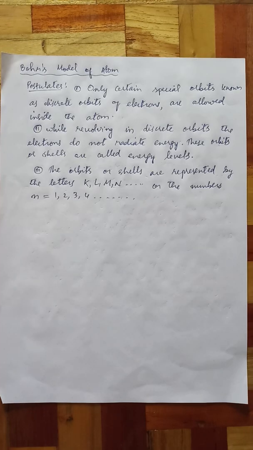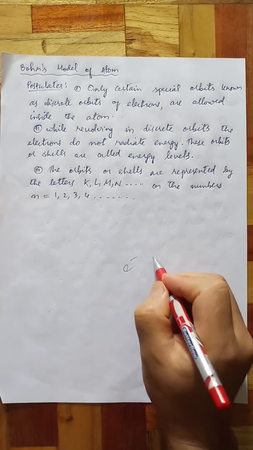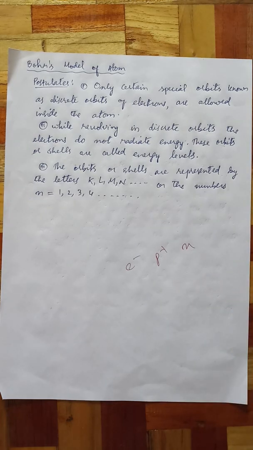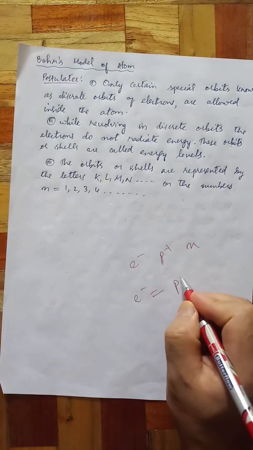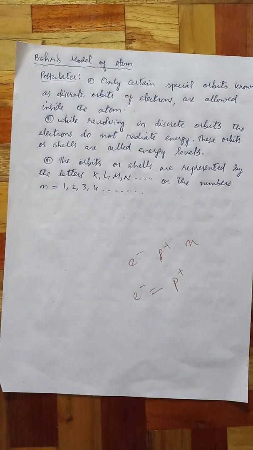Niels Bohr stated that an atom is made up of three particles: electrons, protons, and neutrons. The number of protons and electrons in each atom is equal, which makes the atom electrically neutral. The protons and neutrons are present at the center of the atom, which is known as the nucleus. The nucleus is positively charged due to the presence of the protons. Now let us see the postulates of his model.